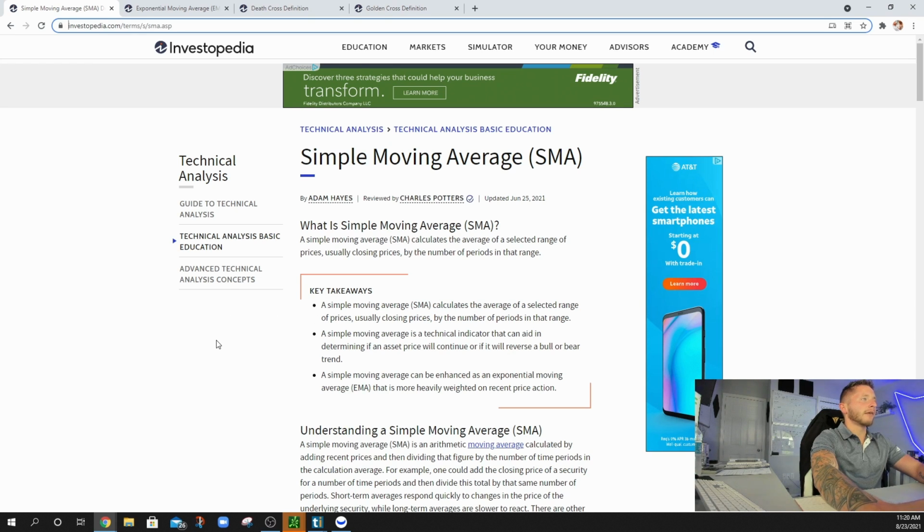So a simple moving average, SMA, calculates the average of a selected range, your time frame, of prices, usually closing prices, by the number of periods in that range. So if you have a 200 SMA, it's looking at the last 200 days of closing prices by the number of periods. The last 200 closing prices, it's going to populate the average. It's very simple what a simple moving average is.